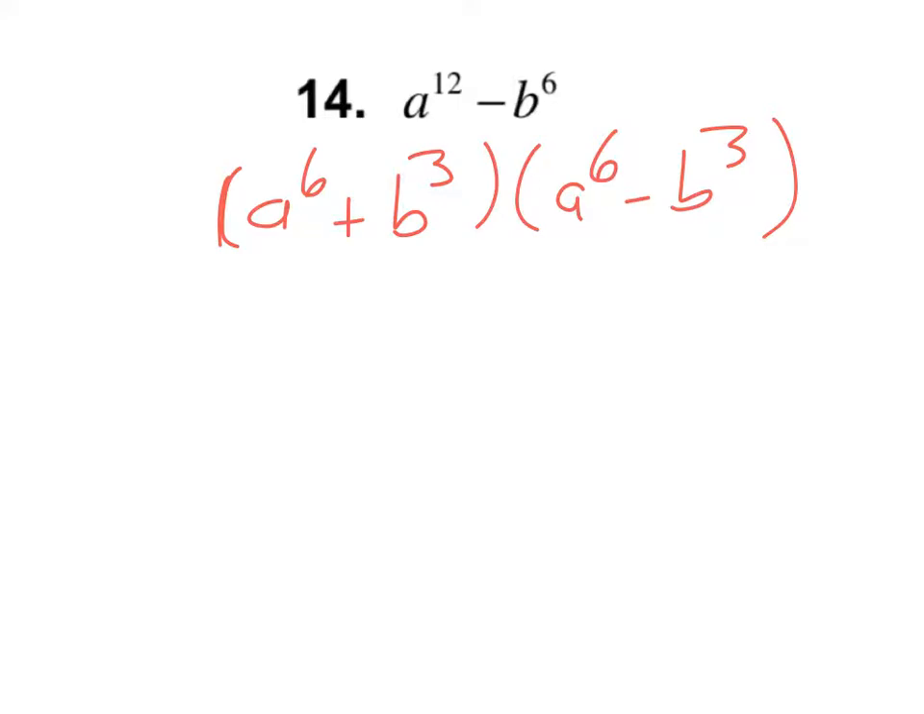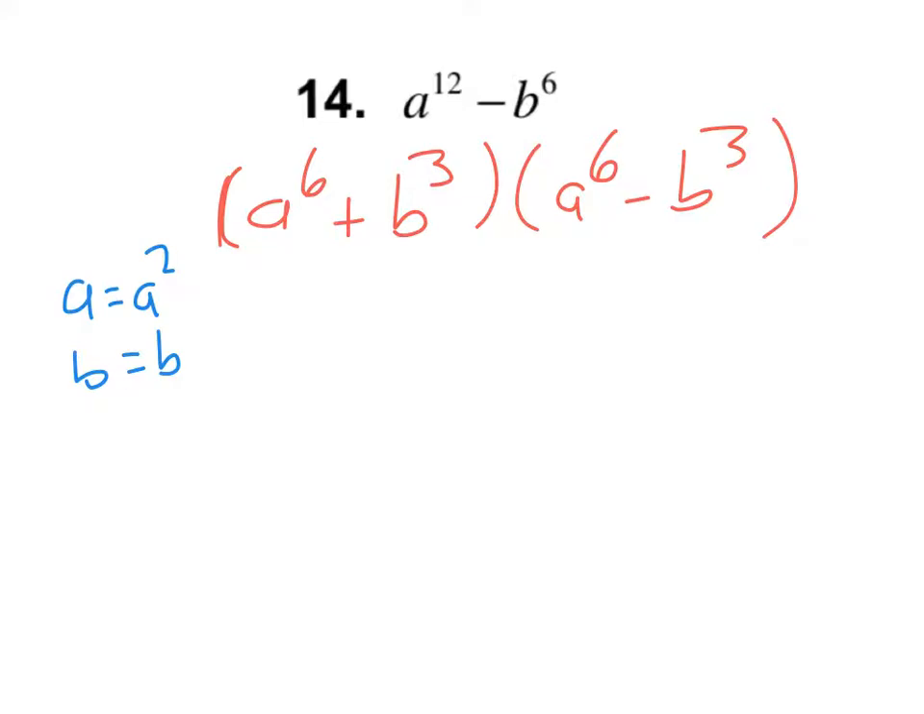Now then the first parentheses is a sum of perfect cubes. The second parentheses is a difference of perfect cubes. So I'm going to factor again. So the first one, my a term is going to be a squared. And my b term is going to be b. And that's a little funny. The a is a squared.